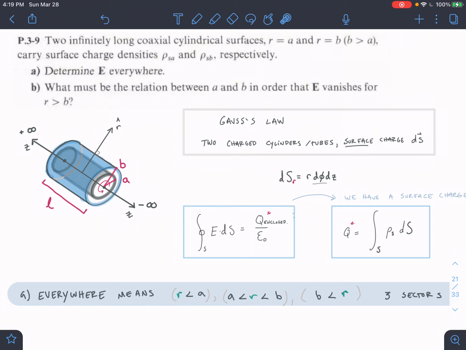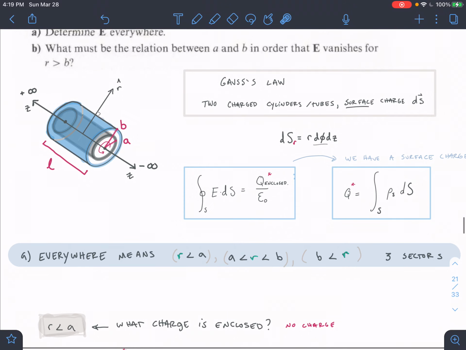They carry surface charge densities of ρ_SA and ρ_SB. So there's a surface charge density on A and a surface charge density on B. Due to these surface charge densities, we need to find E everywhere. There are a couple of different regions where E is going to be different.